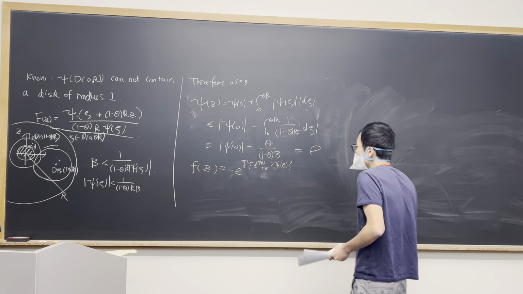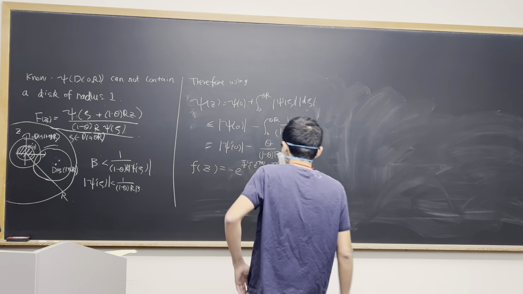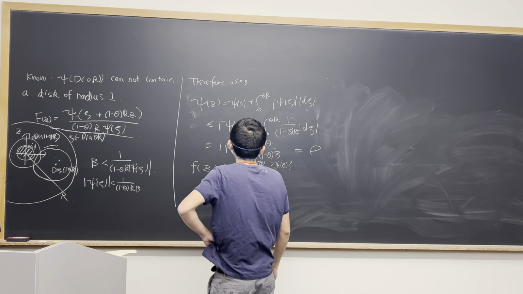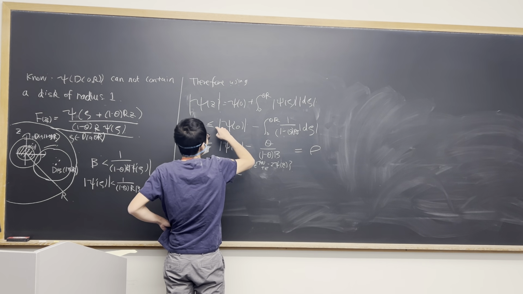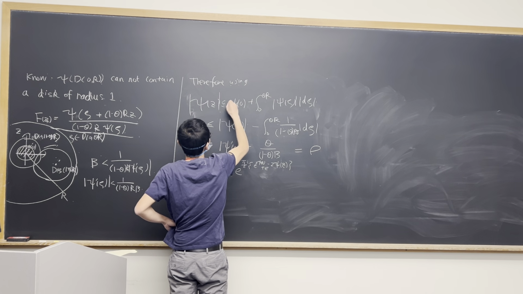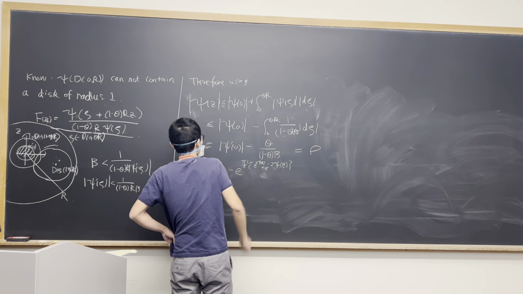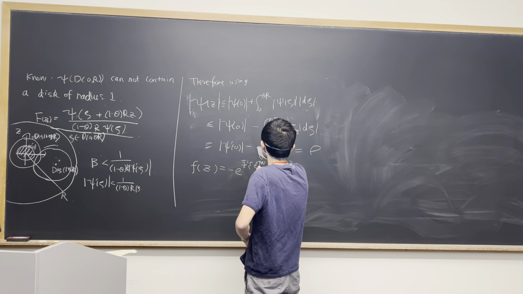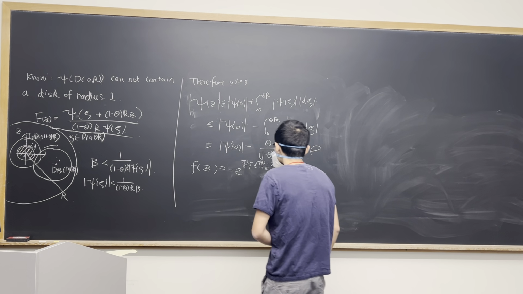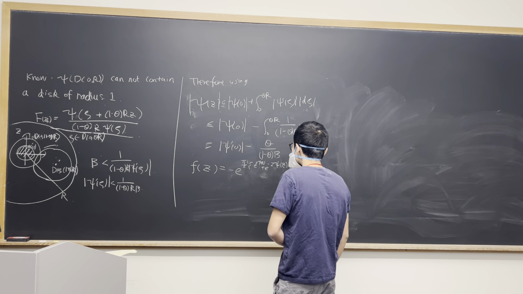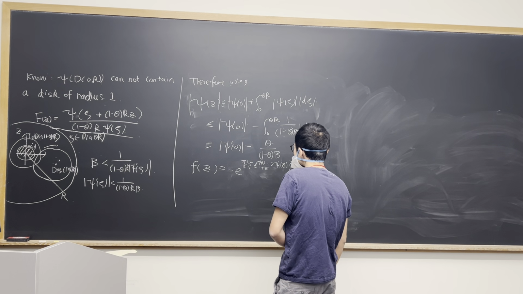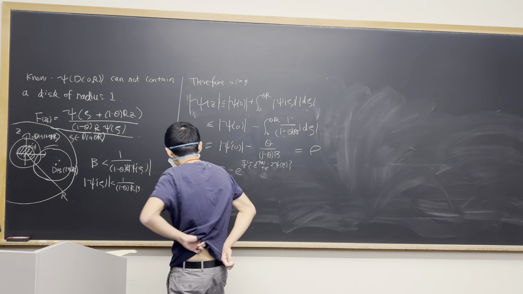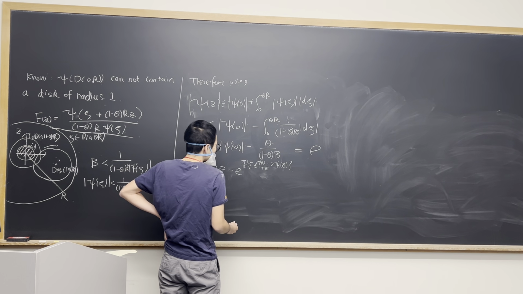Okay. So now we know that this modulus of psi z is, oh, I forgot to add the absolute value sign. So we know that this psi is bounded by this rho. What about this f? Let's check.